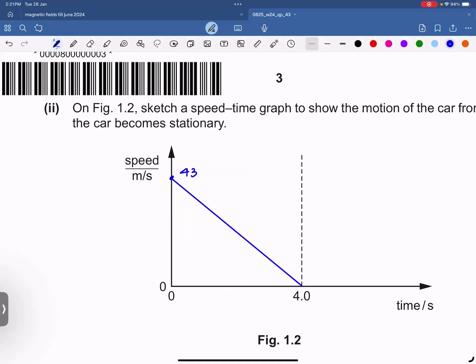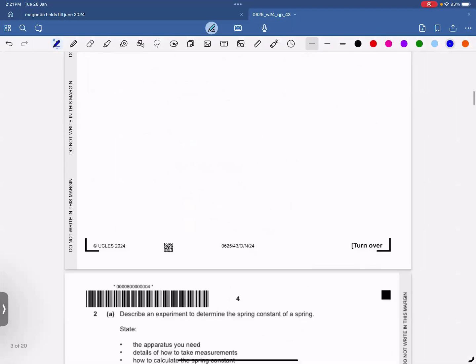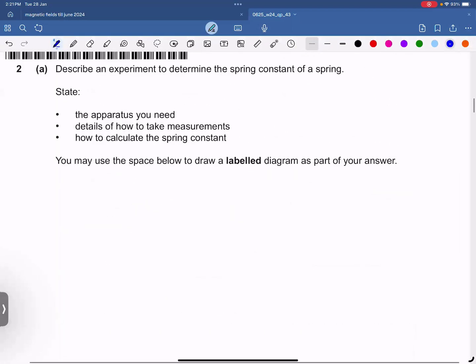Next, we proceed to question number 2. Describe an experiment to determine the spring constant of a spring. You should state the apparatus, details of measurements, how to calculate the spring constant. You may use the space to draw the labelled diagram.